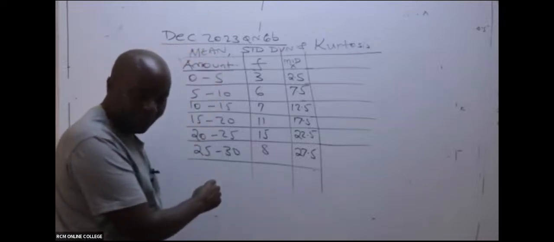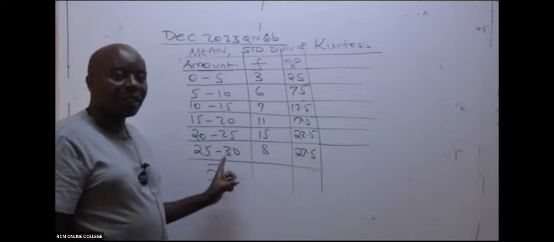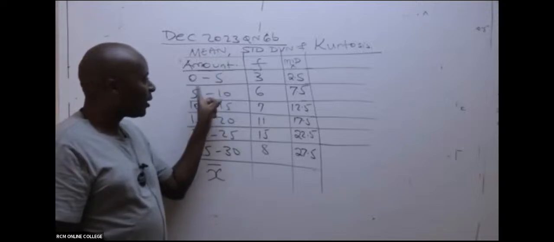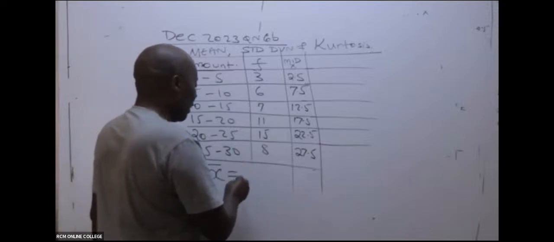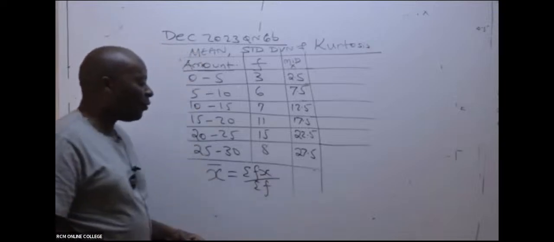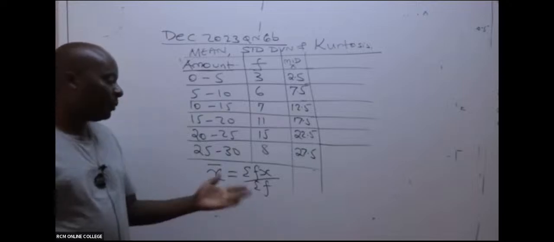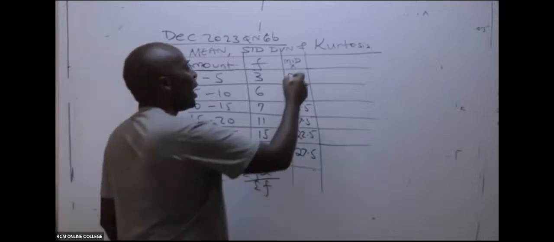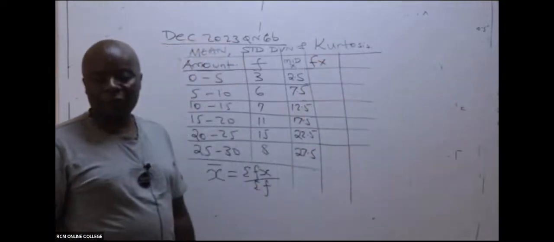And how do I get the mean, my friends? Mean is x with a flat bar. For grouped data, we call this grouped data because you can see groups, you can see classes, all right? So x bar, for grouped data, is the sum of fx over the sum of f. So first of all, we multiply f and x, all right? So create a column there for fx.